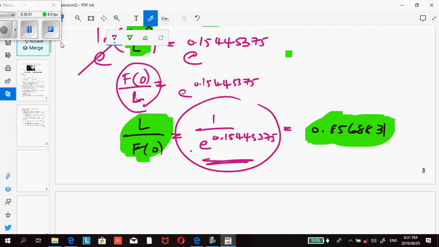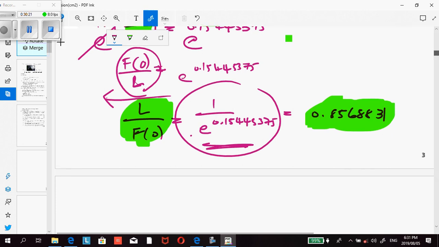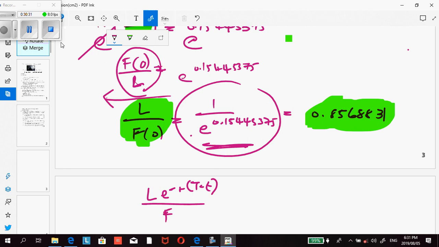If I have to discount this L at a yield RY, do you agree with me that that will bring me down to the loan value or the price of the bond? So that is exactly what I'm going to do here. I'm going to multiply, so I'm going to say L e to the power minus R into T minus little t over F of 0 is equal to, now be careful, if this is my equation star, I've just multiplied my equation star by a factor, which is e to the power minus R into T minus little t.